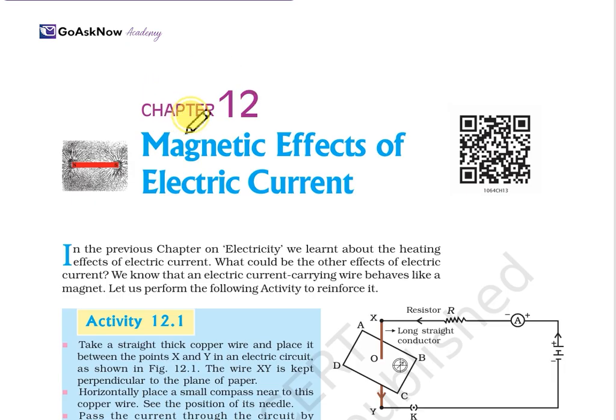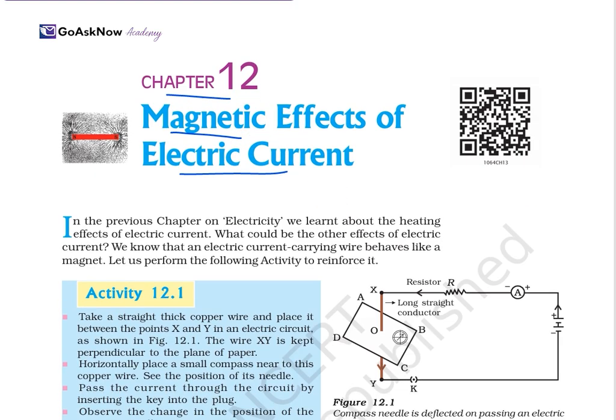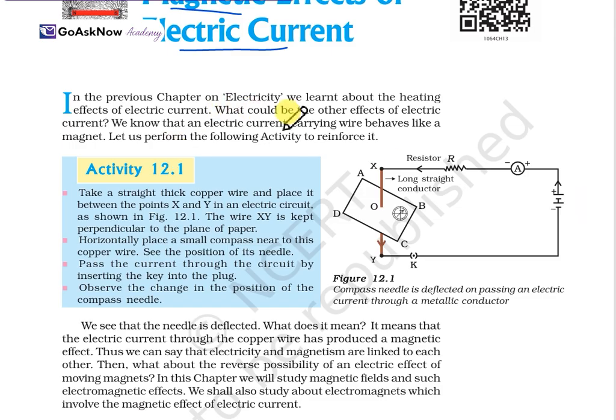Today we will study chapter 12, Magnetic Effect of Electric Current. Previously we have studied the electric current, how it flows, how it works in a circuit, and the different terms related to the electric current. But today in this chapter we are going to study the magnetic effect of an electric current. As I already told, we have learned the heating effect of electric current.